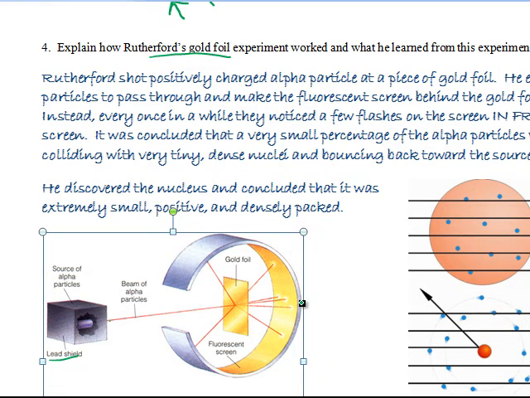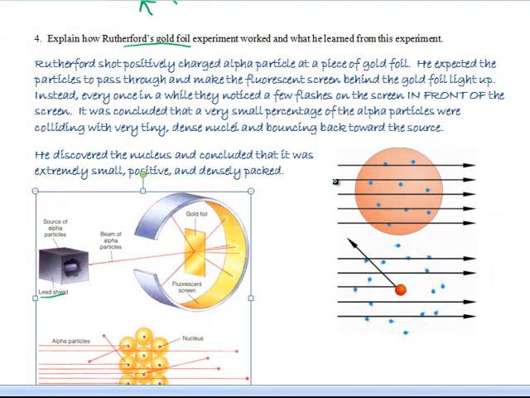He expected them to go through, and he wanted to prove that, so he surrounded the piece of gold foil with a fluorescent screen. He expected this top picture here. He expected all the particles to go through. He didn't know that there was a little densely packed nucleus on the inside here. So he expected all those particles to go through and light up in the back here, and I'll show you an animation of this in a second.